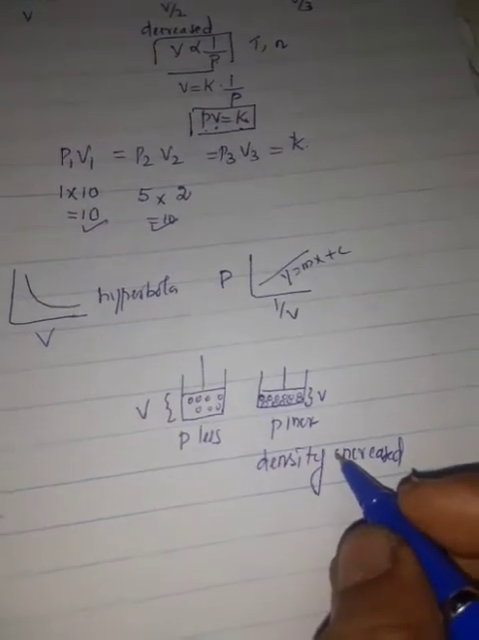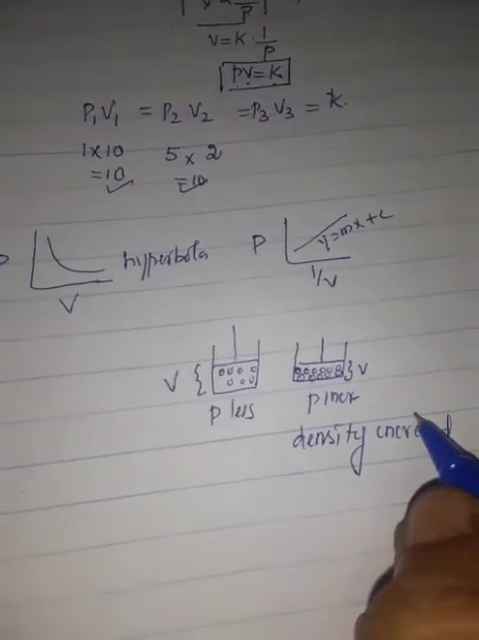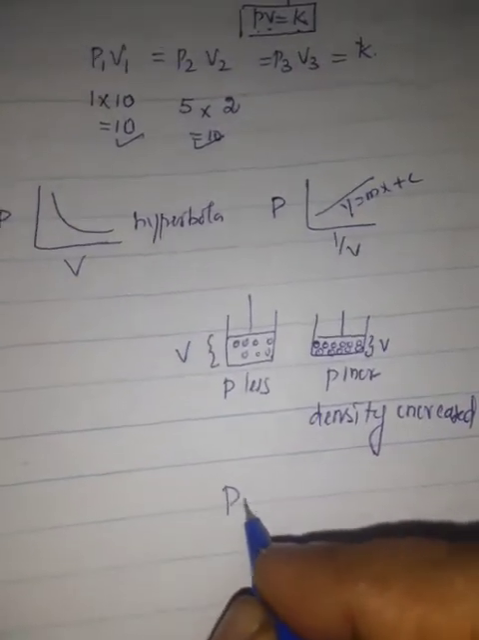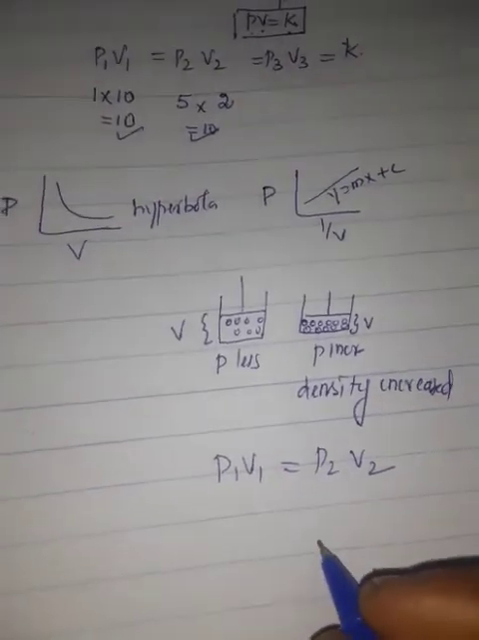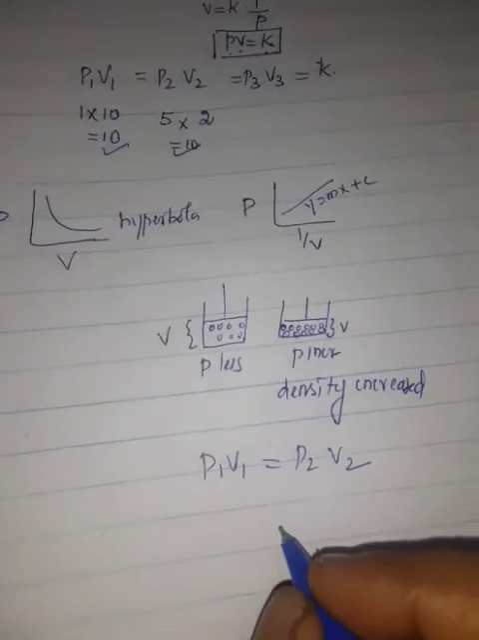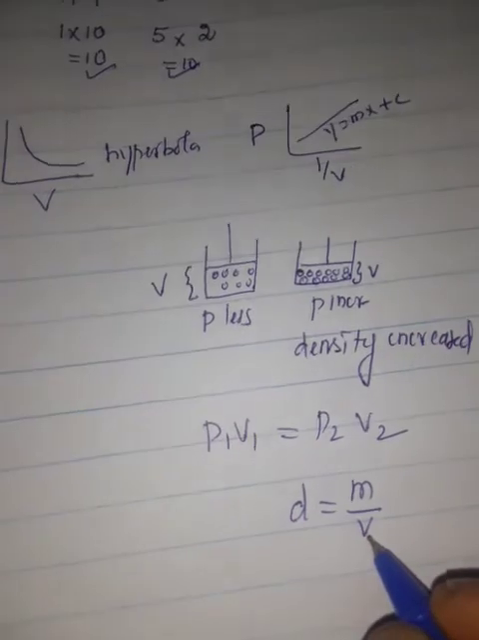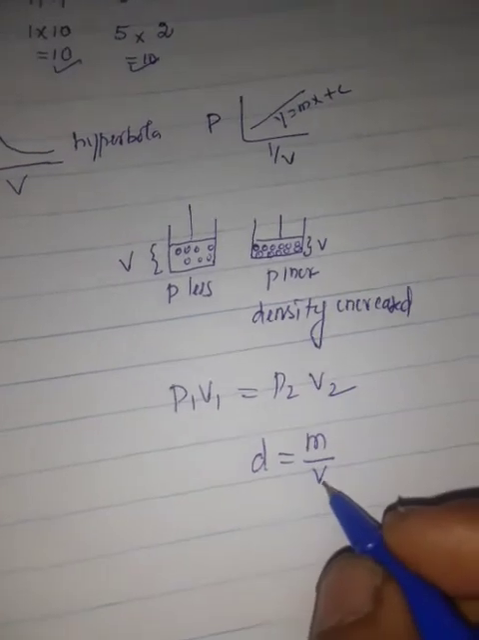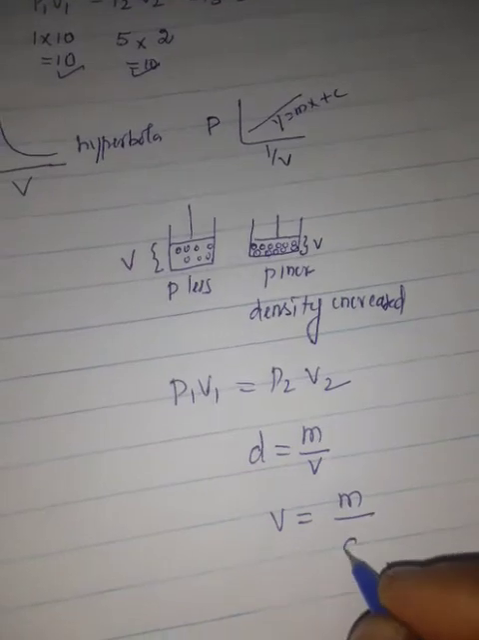So what is the consequence of Boyle's law? The pressure-density relationship can be derived from Boyle's law as follows. That is P1 V1 equal to P2 V2. From this we know the formula for density: D is equal to m by V, where m is the mass and V is the volume. Mass is kept constant, that will not change, but volume can change. So from this, V is equal to m by D.